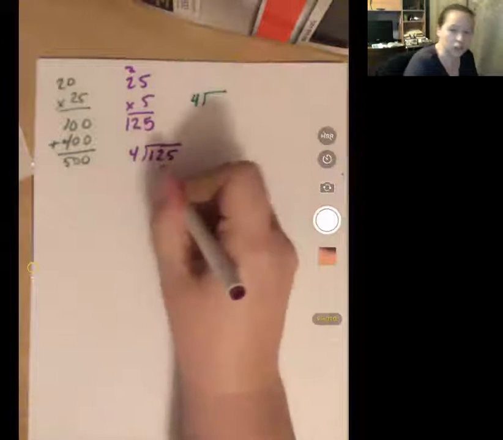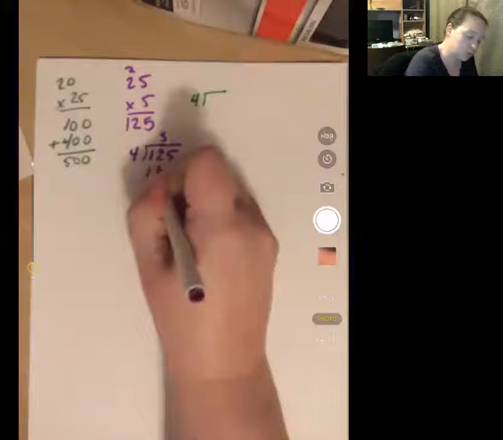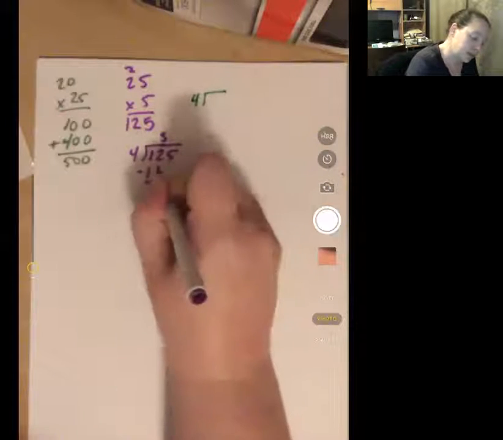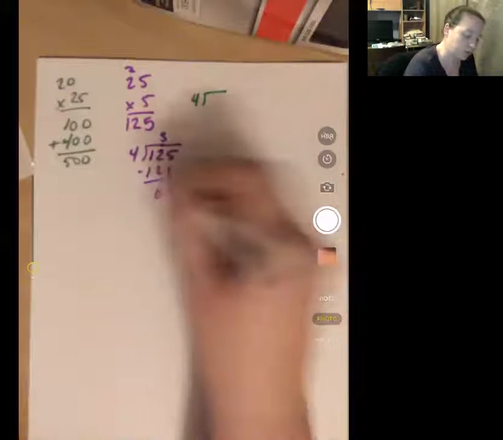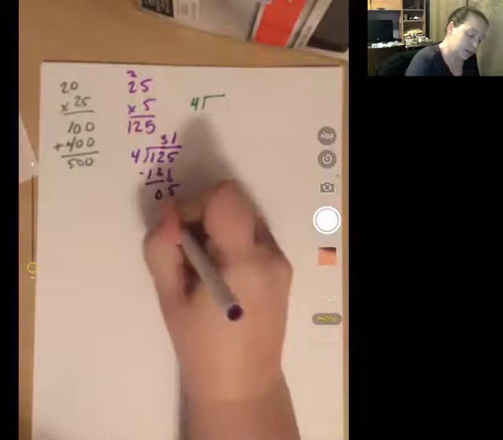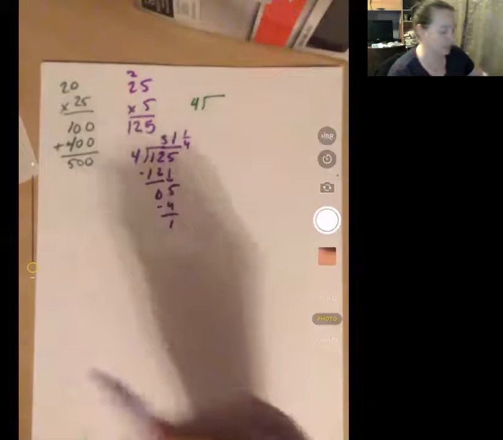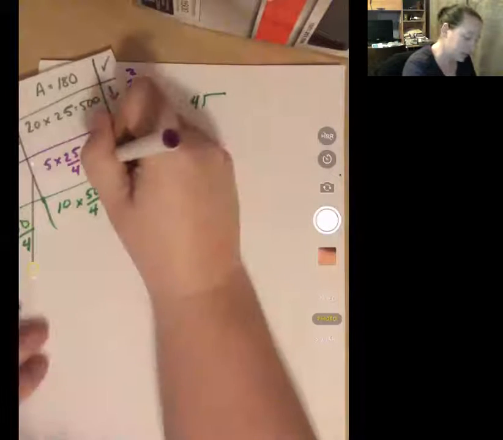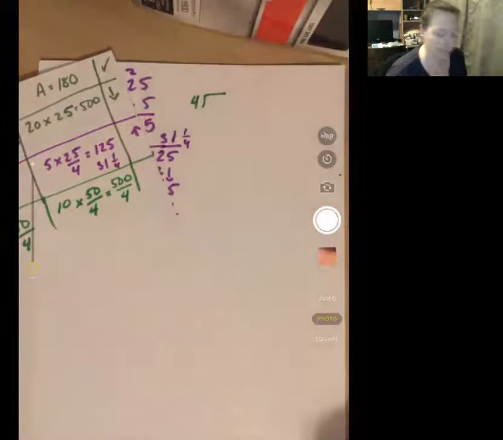So the 4 goes into the 12 3 times, because 3 times 4 is 12, which gives us a 0. We bring down the 5. 4 goes into the 5 1 time, minus 4 and 1/4. So I actually ended up with 31 and 1/4, which is quite a bit lower than what I thought it was. Oops. So this time I do have it right.